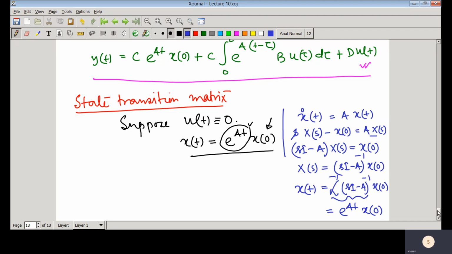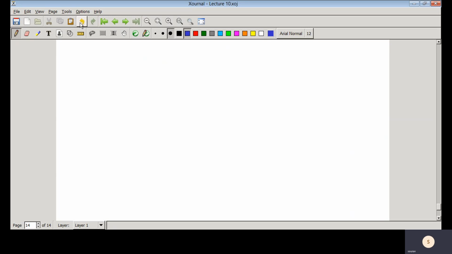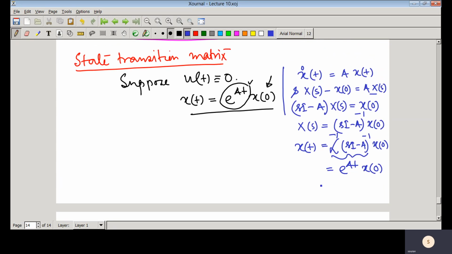So now it is interesting to see whether it is really the solution of this particular equation. The answer is yes. How? If we take the derivative of this solution, then again you will get back this particular equation. Then you can say that x(t) = e to the power At x0 is the solution of this differential equation. So let us take the derivative of this particular solution, so we will get dx(t)/dt = d/dt of e to the power At x0.